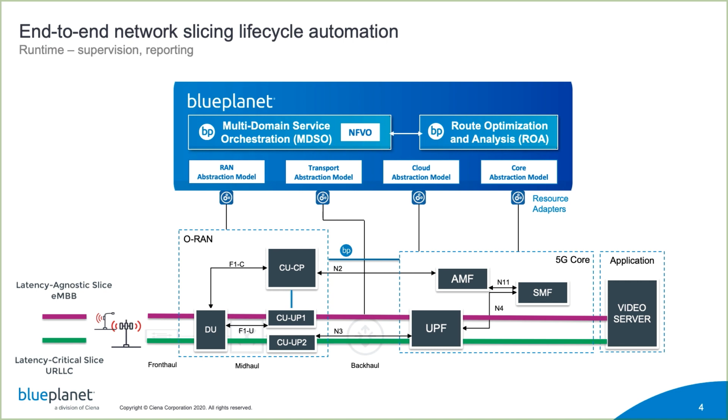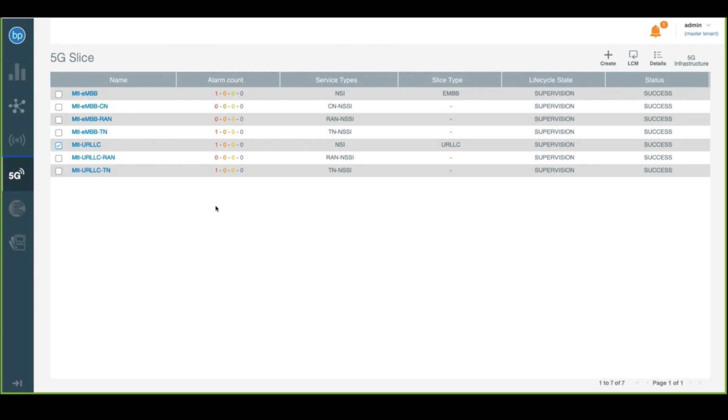During the runtime phase of our lifecycle automation, the slice is under supervision when congestion is detected on the backhaul. RWA detects there is a latency issue on the transport network and that is causing congestion. At the same time, through lifecycle automation, MDSO detects that the latency SLA of the network slice is not met. And back into the UI.